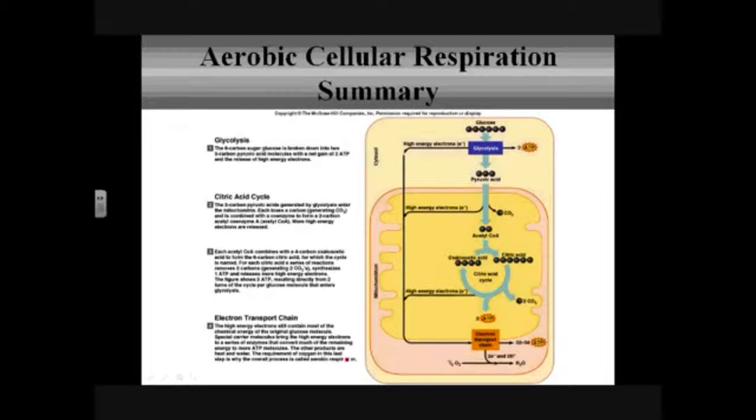And then it says electron transport chain. The high energy electrons still contain most of the chemical energy of the original glucose molecule. Special carrier molecules bring the high energy electrons to a series of enzymes that convert much of the remaining energy to more ATP molecules. The other products are heat and water. The requirement of oxygen in this last step is why the overall process is called aerobic cellular respiration.